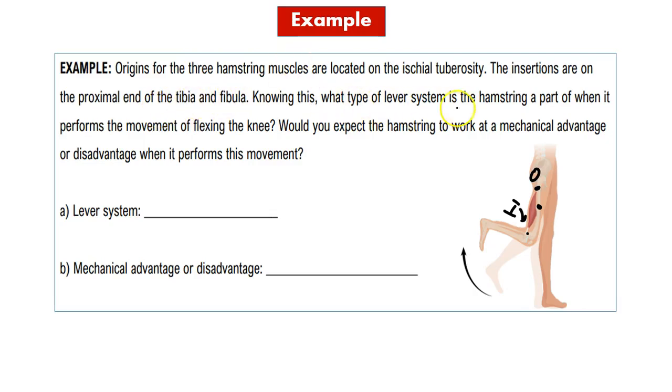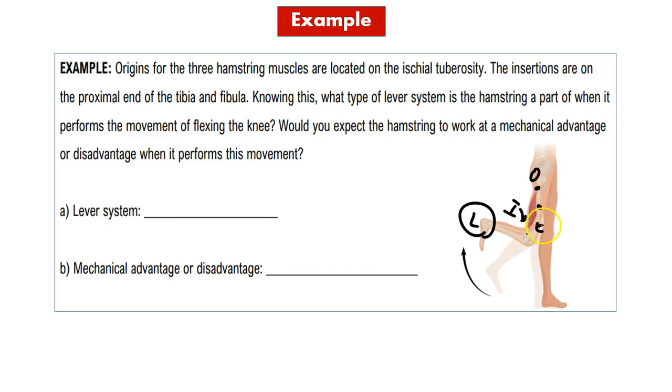Knowing this, what type of lever system is the hamstring a part of when it performs the movement of flexing the knee? Would you expect the hamstring to work at a mechanical advantage or disadvantage when it performs this movement? So they're asking a lot of the stuff we just saw. First, we need to be able to identify where the effort, the load, and the fulcrum is, okay? We just identified the effort, which is going to be our insertion here of this muscle. The load is going to be our foot, okay?